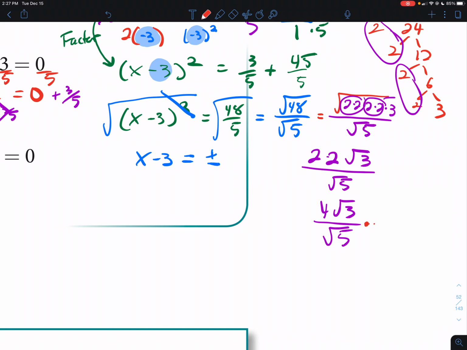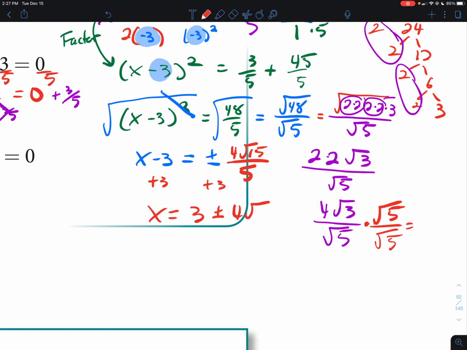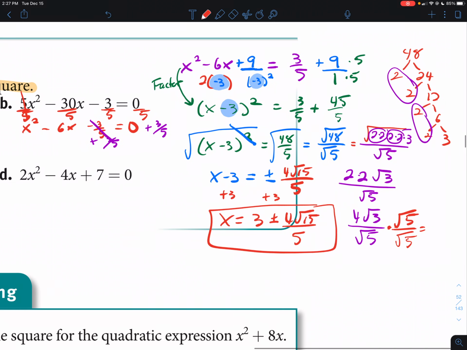Now we need to get rid of the radical 5 on the bottom. So that gives me 4 radical 15 over 5. And then we need to add 3. x equals 3 plus or minus 4 radical 15 over 5. I'll leave that up there for a moment.